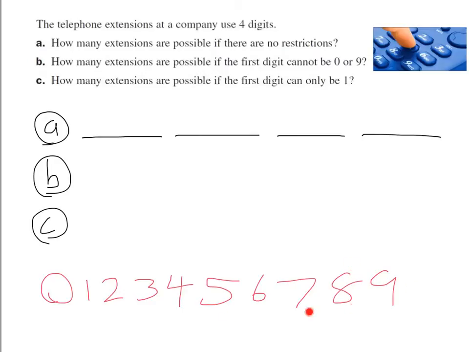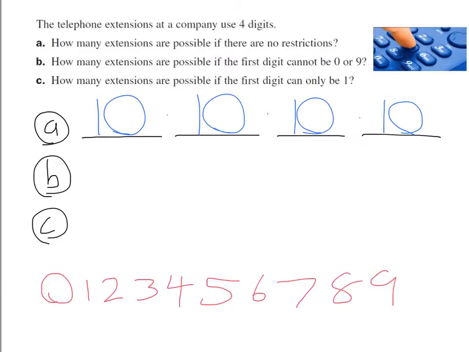Meaning we can repeat any numbers that we want. Heck, if we wanted our extension to be 1, 1, 1, 1, no problem. If we wanted 5, 6, 5, 6, we could. No restrictions whatsoever. So, in the first slot, in the first touch of the keypad, I have a possibility of 10 different digits. And because I can repeat them, I also have 10 different digits that I can choose for my second number. And I have 10 different digits that I can choose for my third and my fourth number. And the counting principle tells me that I need to multiply all of these together.